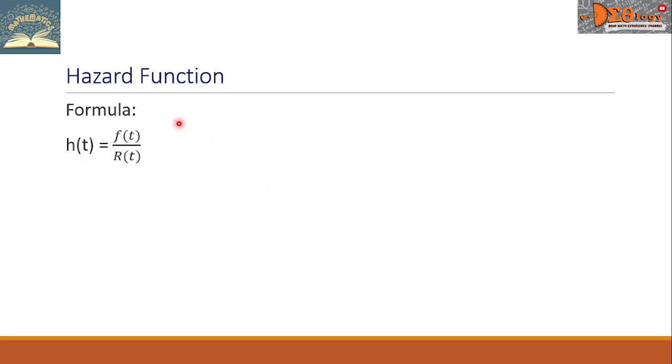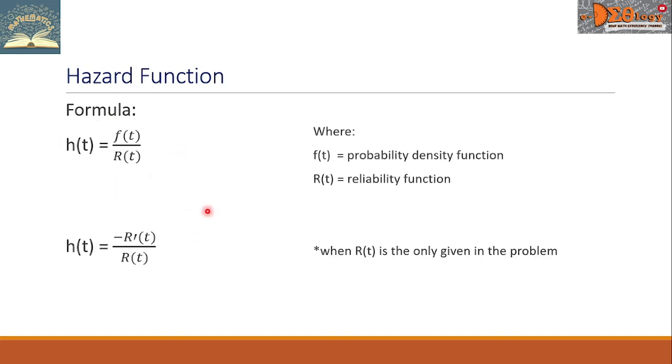Now this is the formula. h of t is equal to small f of t over capital R of t, where f of t is the probability density function, while R of t is the reliability function. So we have our first formula here. There is a second formula that we're going to use when R of t is the only one given in the problem. The formula will be h of t is equal to the negative of the derivative of R of t, all over capital R of t.